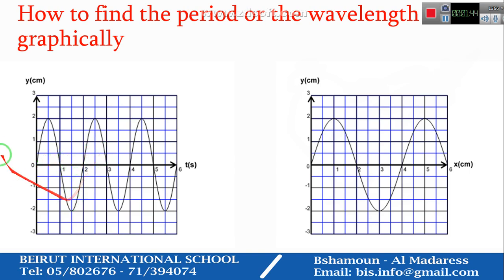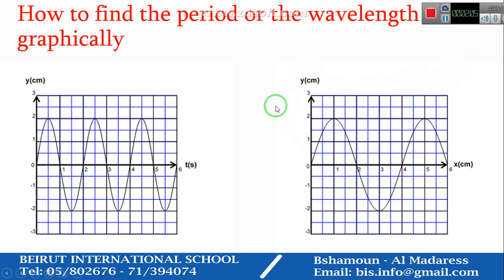If we start from a trough, this trough is at t equal to 1.5 seconds. It will end up at the other trough at 3.5 seconds. If we subtract 1.5 from 3.5, the period will also be 2 seconds. The period is always constant and never changes.